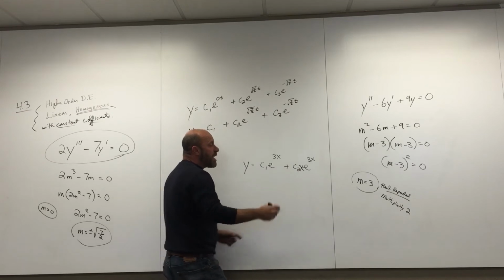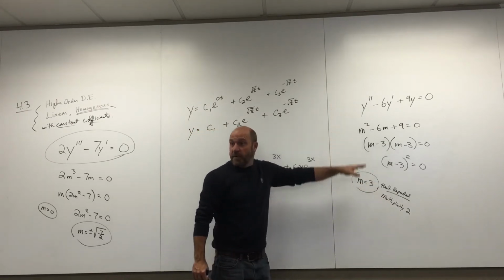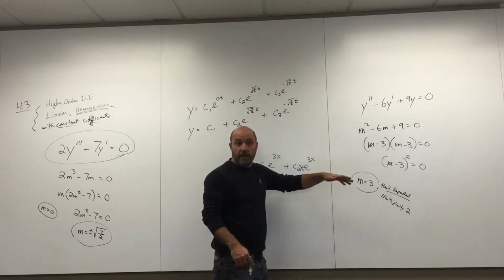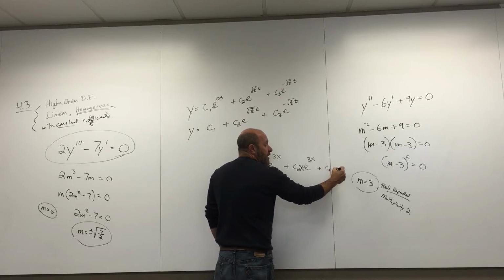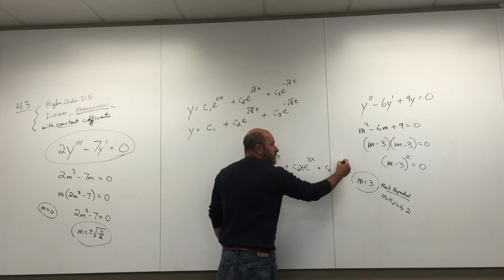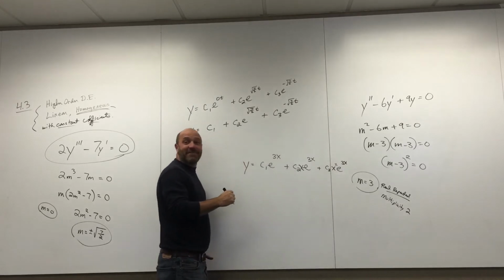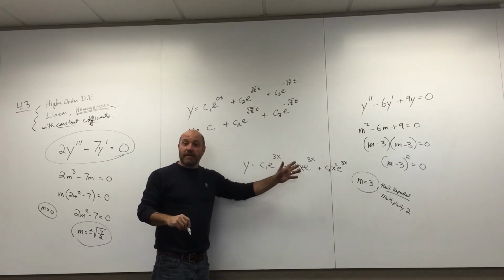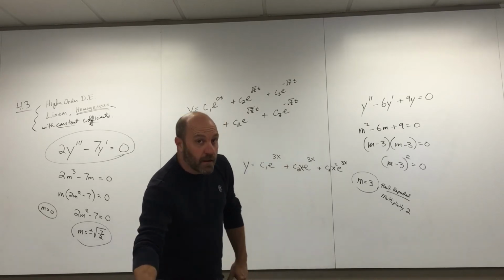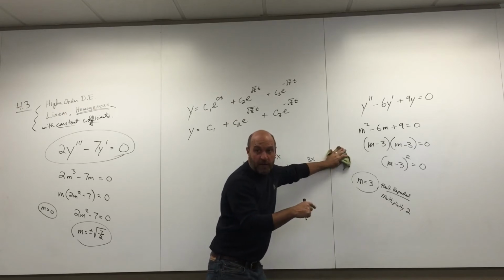What do you think would have happened if this had multiplicity 3? I would have had another one of these, a C3, and how would I have made it independent? You're right, I would have added an extra x on it. And now all three of them are independent. I'm going to get rid of it, though. It wasn't part of this problem.